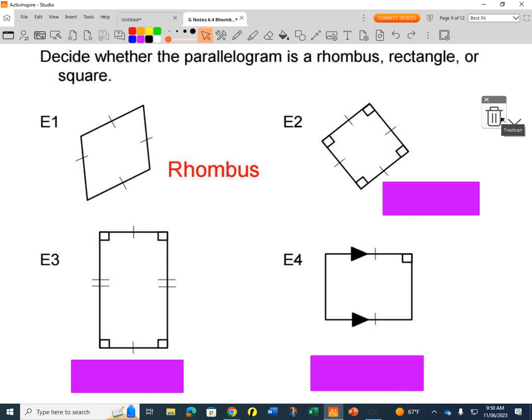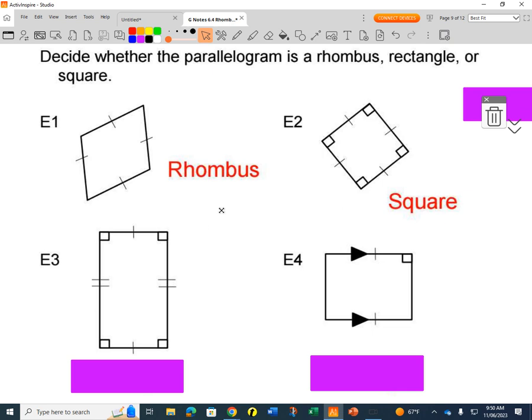What do the marks tell us? It is a square. We know it's a square because all 4 angles are right angles and all 4 sides are congruent, right? So it is also a rhombus, right? But we need to give the most specific answer, right? So if you told me rhombus here, I would not give you credit for it because I need you to be more specific.